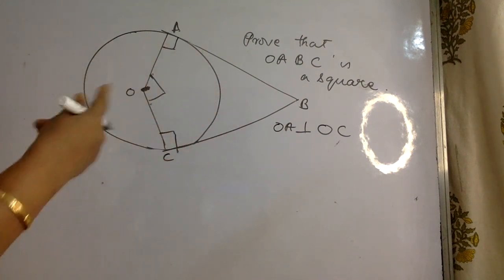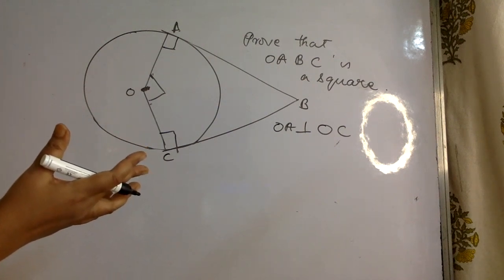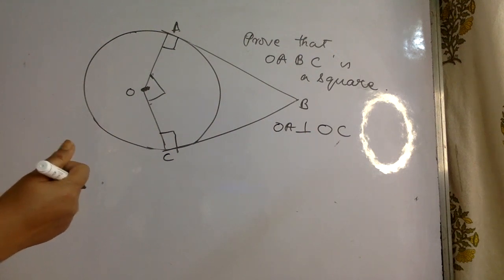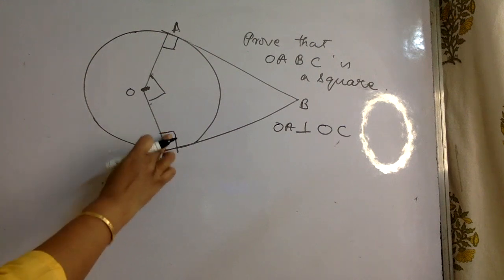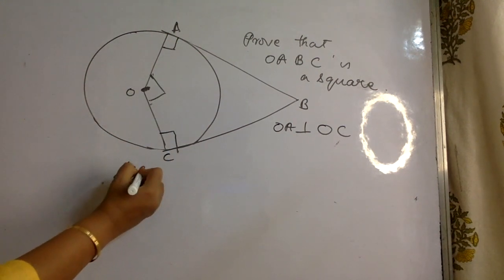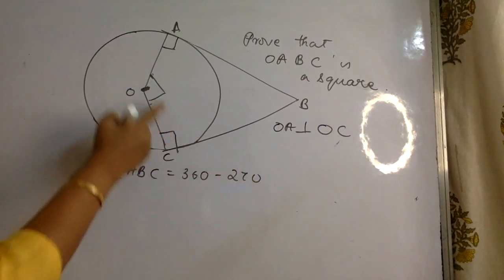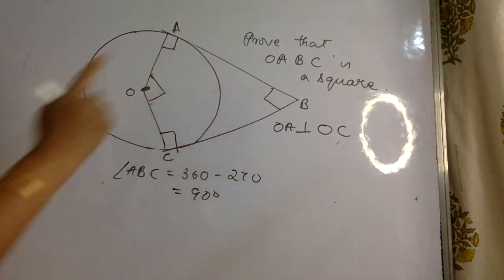So the sum total of all the angles of this quadrilateral is 360. So here if I have 90 plus 90 plus 90, then we can write angle ABC is 360 minus 270, 90 plus 90 plus 90, that is again a 90. So even this becomes a 90.